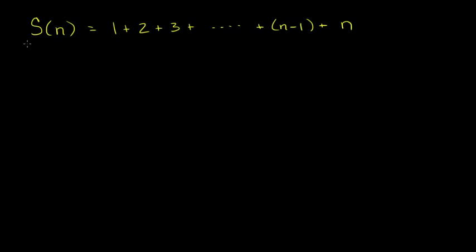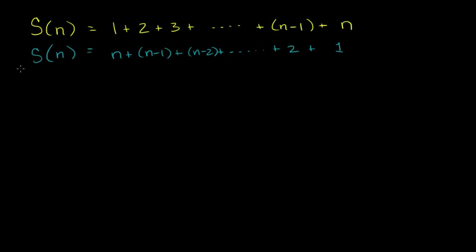Well, we can rewrite it again. We can say that the sum s of n, we could just rewrite the same thing, but we could rewrite it in a different order. We could say that this is the same thing as n plus n minus 1 plus n minus 2 plus all the way down to plus 2 plus 1. Now, what does this do for us?